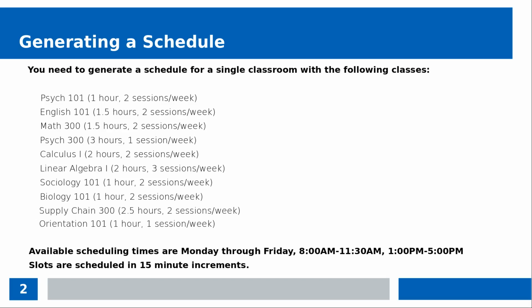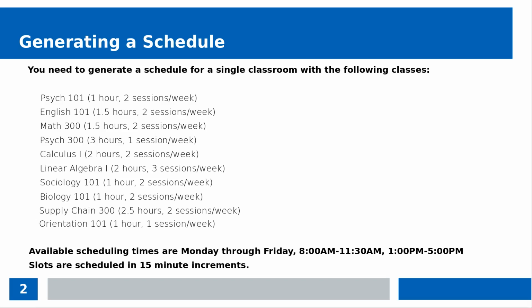So you need to generate a schedule for a single classroom with the following classes. So you have Psych 101, English 101, etc. Some require 1 hour with 2 sessions a week. Some require 1.5 hours with 2 sessions a week. So there's different sets of durations and recurrences that each of these classes have.